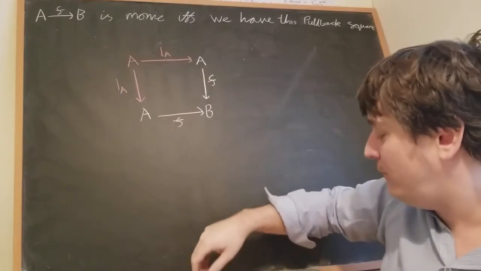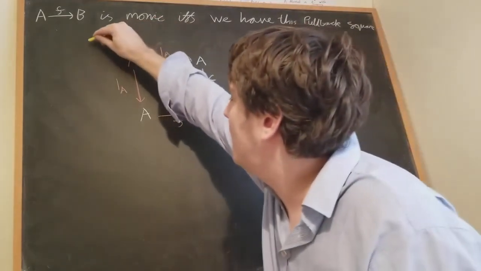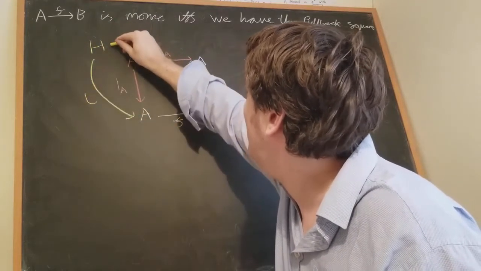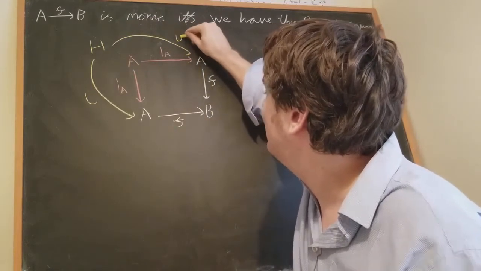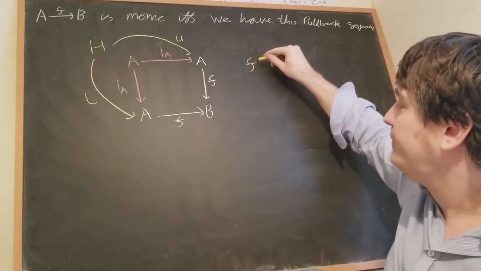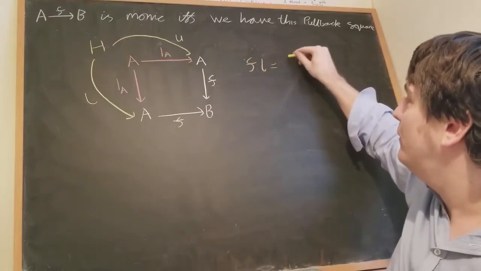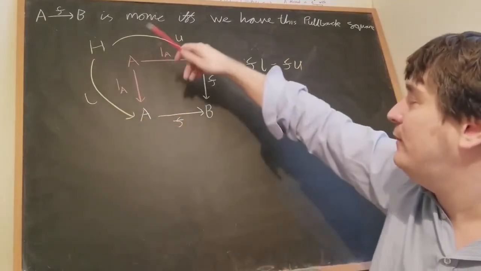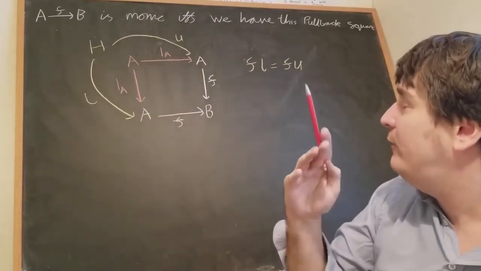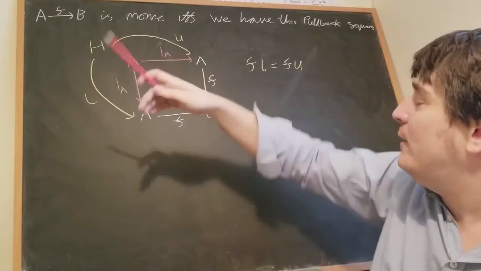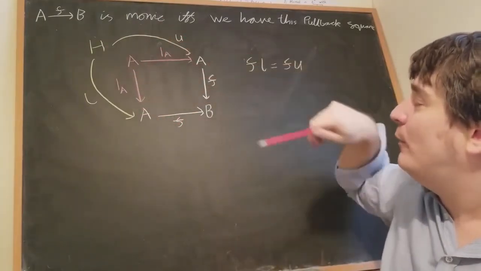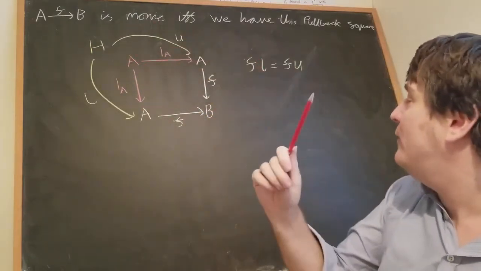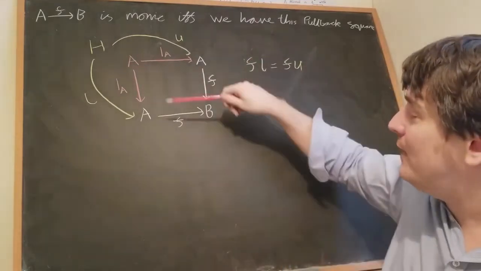So let's suppose that there is another object H with an arrow L and an arrow U such that F after L equals F after U. In other words, we're supposing that the outer perimeter of this diagram commutes. And so now, in order to prove that this is a pullback square, we want to show that there exists this unique intermediary arrow which makes the whole diagram commute. And we can do this because we're supposing that F is monic.